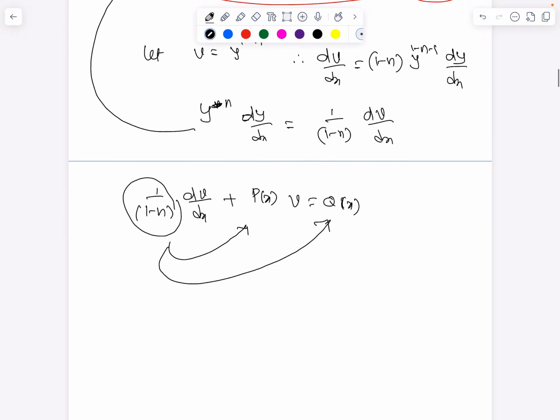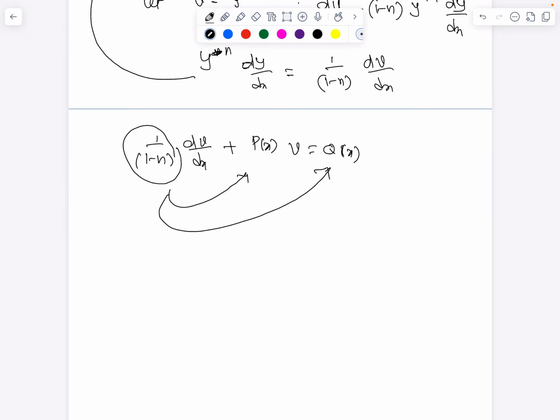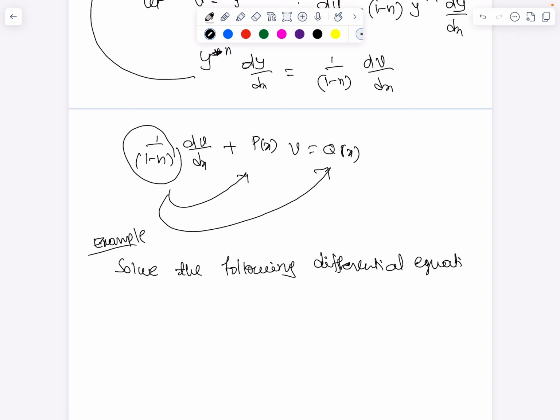Let me take one example. Solve the following differential equation: dy by dx plus 4 by x times y is equal to x cube into y square, and this is the differential equation.